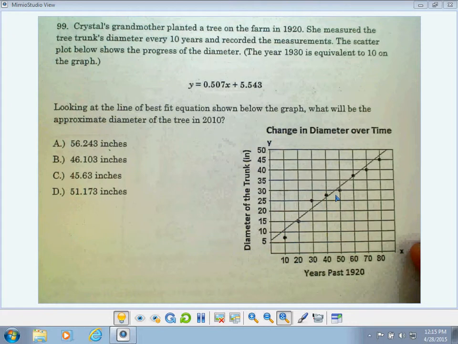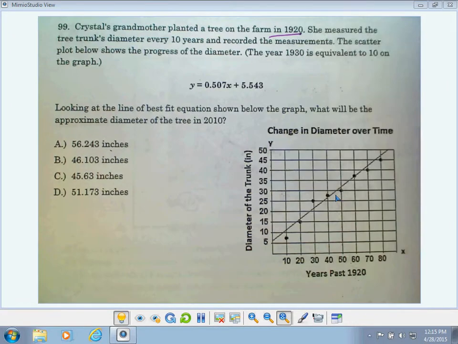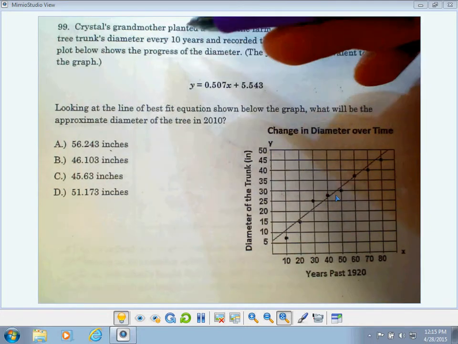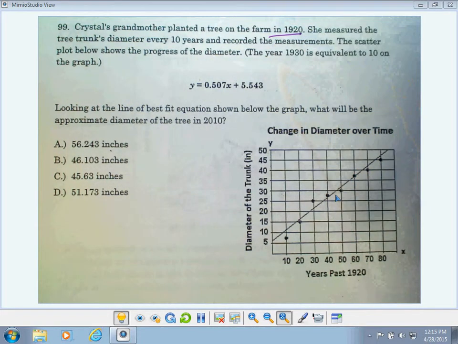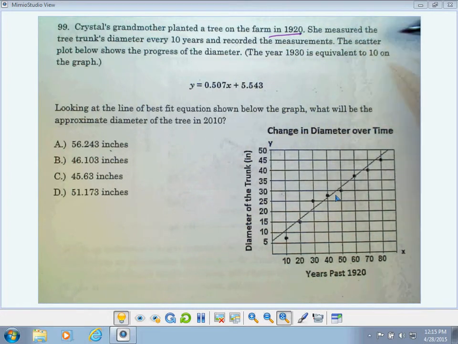Alright, so for number 99, it says she planted a tree on a farm in 1920, and she measured the tree trunk's diameter every 10 years and showed the measurement. The scatter plot below shows the progress of the diameter. The year 1930 is equivalent to 10 on the graph.